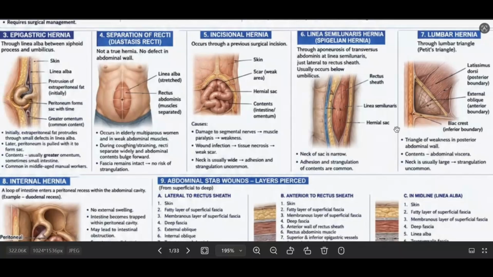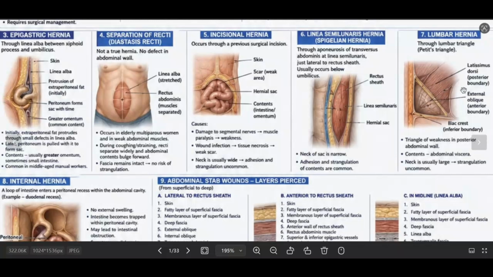The lumbar hernia occurs through the lumbar triangle, which is also called Petit's triangle. Let's study what Petit's triangle is and what its boundaries are. The anterior boundary is formed by the external oblique muscle. Then the posterior boundary is formed by the latissimus dorsi.